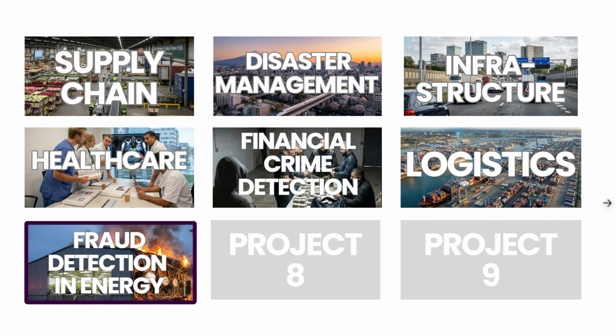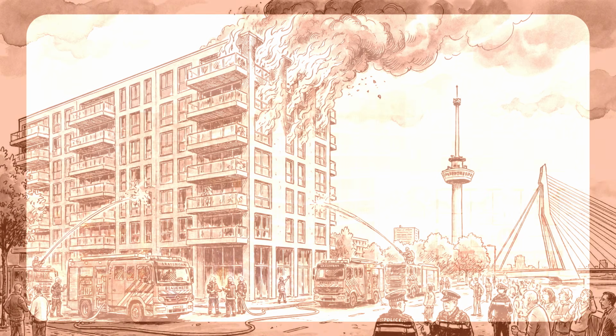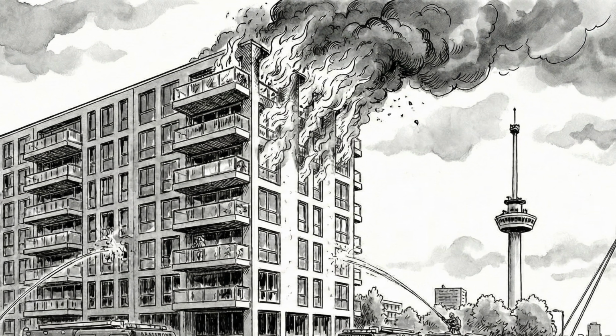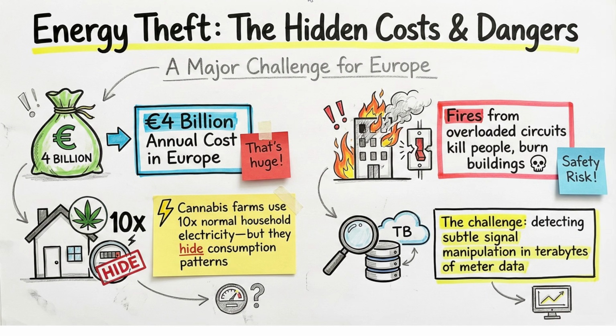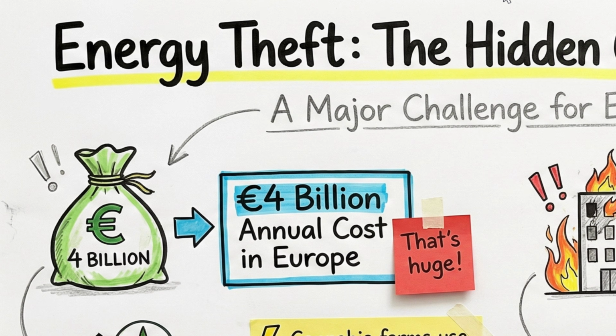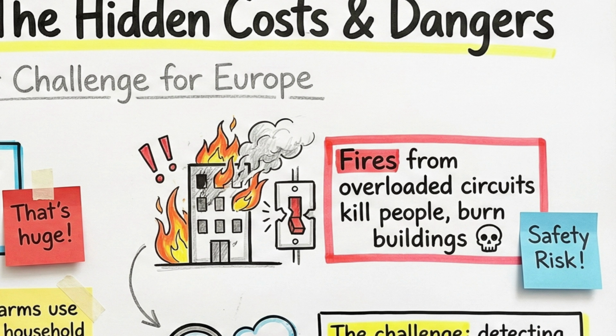When I was applying AI in the energy sector, we found an impactful fraud type. Illegal cannabis farms: they steal massive amounts of electricity and they cause huge fires, destroying large apartment buildings. So it's a 4 billion annual cost in Europe. It's huge. And the fires from overloaded circuits kill people and burn buildings. You have a big safety risk.